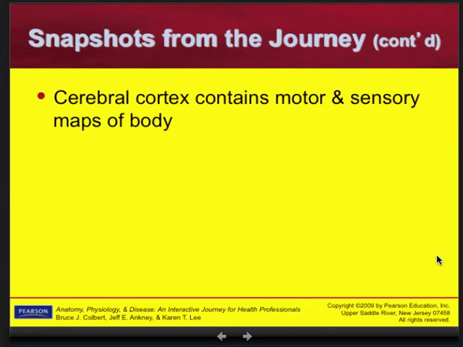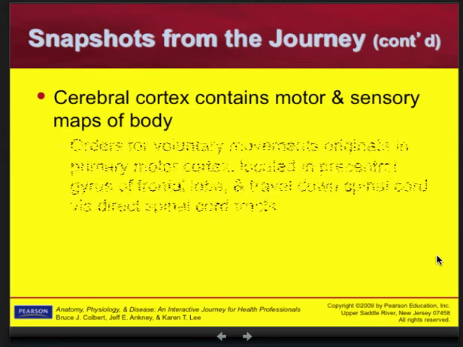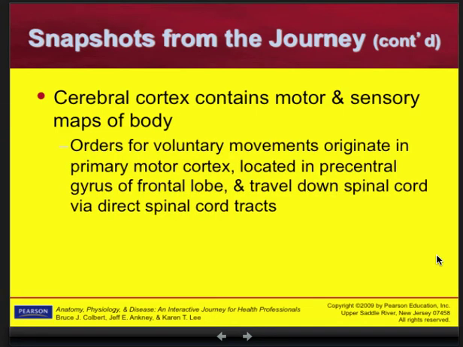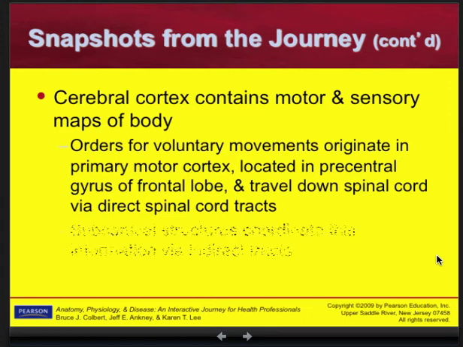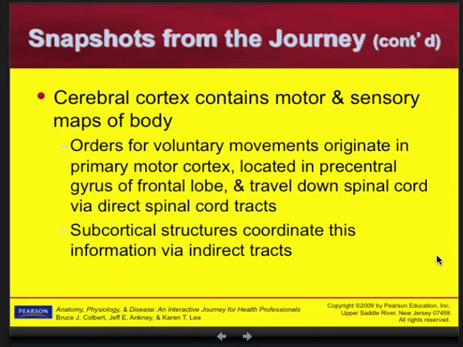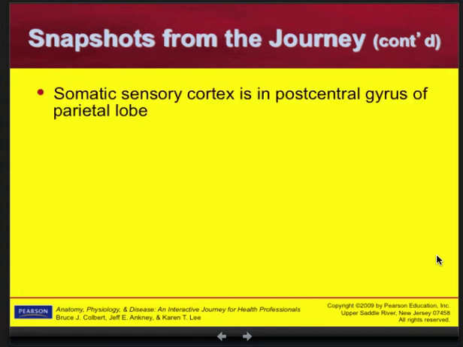The cerebral cortex contains both motor and sensory maps of the body. Orders for voluntary movement originate in the primary motor cortex. They're located in the precentral gyrus of the frontal lobe, and they travel down the spinal cord through direct spinal cord tracts. Subcortical structures, those will be tissues beneath the cerebral cortex, coordinate this information through indirect tracts.